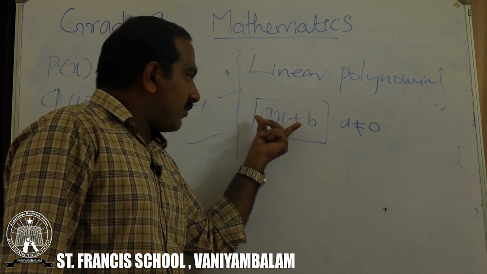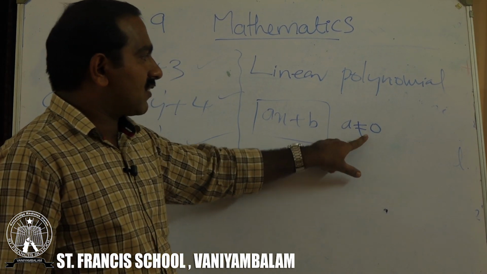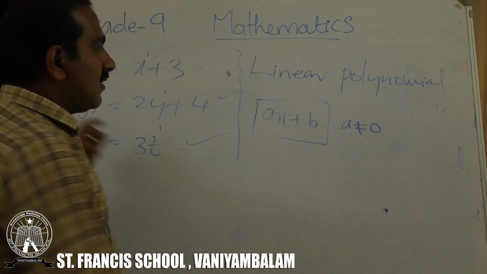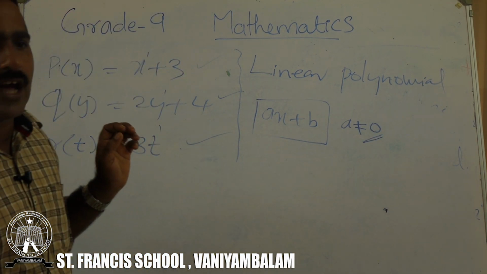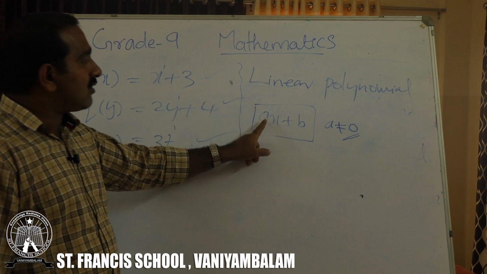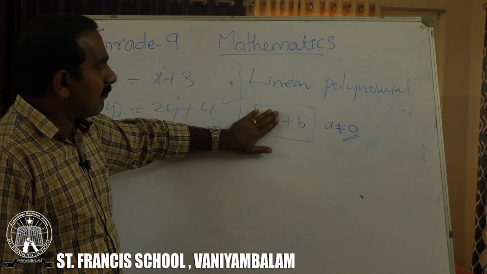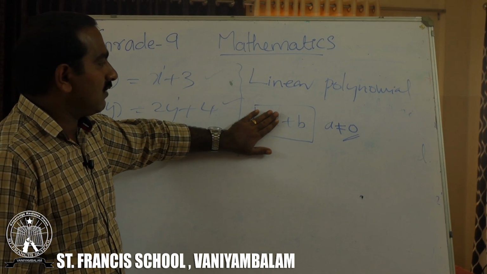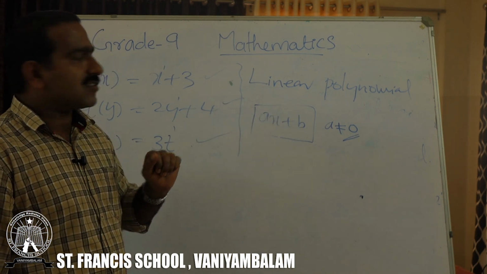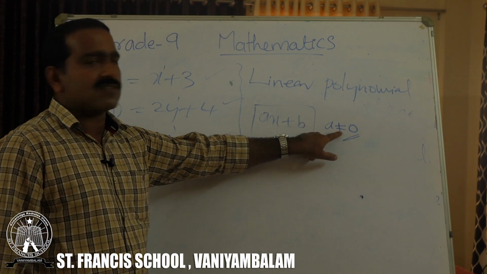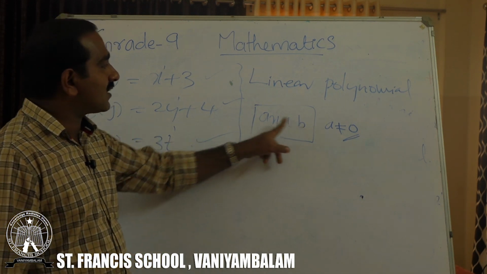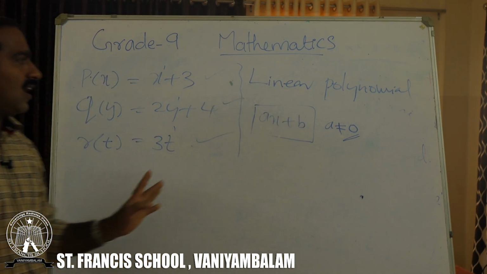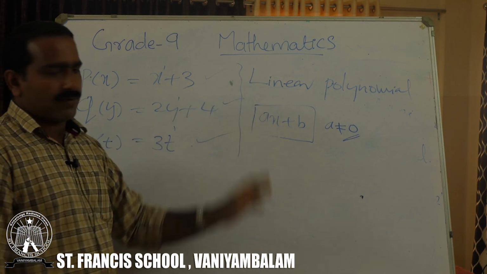The form is ax plus b. We have to keep this condition, a not equal to 0. What happens if a equal to 0? If a equal to 0, this term is completely 0 and we will get a constant polynomial. So a should not be 0. b can either be 0 or not, that doesn't matter, but a not equal to 0. That is the general form of a linear polynomial.